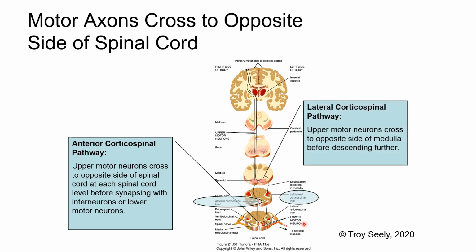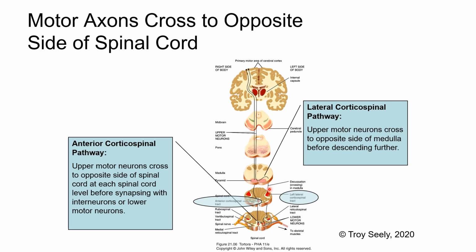We can contrast that with the lateral corticospinal pathway. Again, we have an upper motor neuron that will first begin here in the brain and will travel down from the brain to the midbrain, pons, medulla, and here is where it will cross. It won't continue on that particular same side. It will cross at the medulla and then go towards the opposite side before further descending.